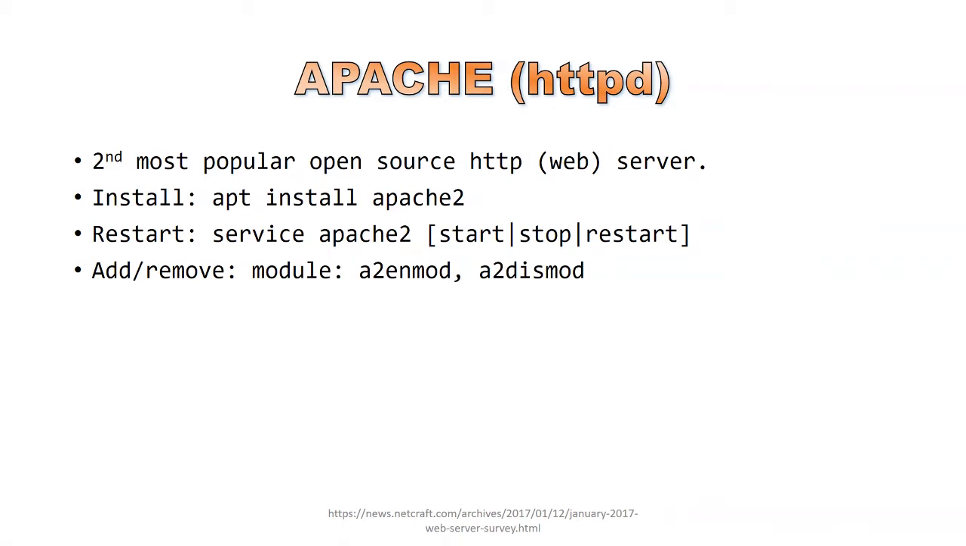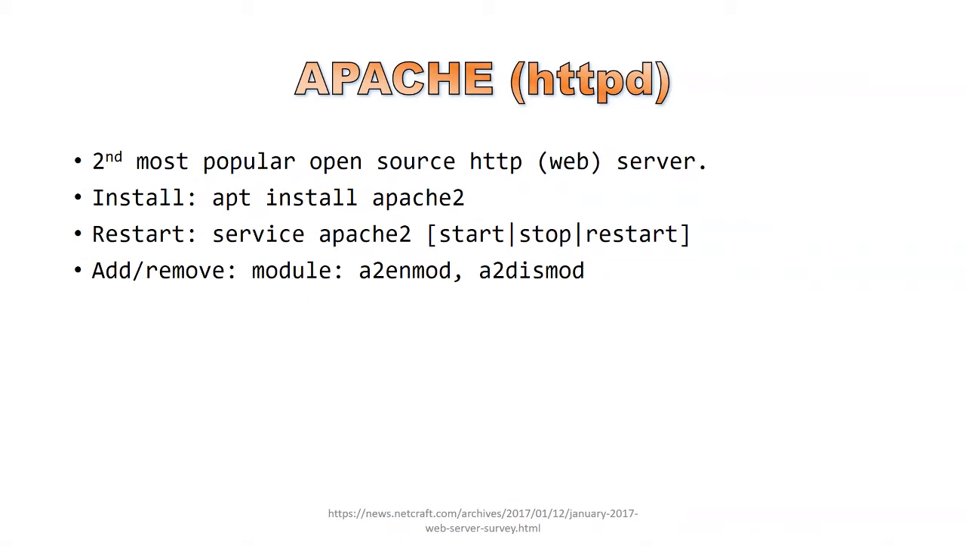But in order to do that, I want to go through a couple of the more important ones that we'll be using today, and that would be Apache. It is the second most popular open source web server, for some reason recently overtaken by Microsoft's web server. However, we'll still be using it as it works quite well on Linux. To install it, we'll be using apt install apache2, quite straightforward. To start, stop, and restart it will be from the command line. It'll be service apache2, and then one of the commands.